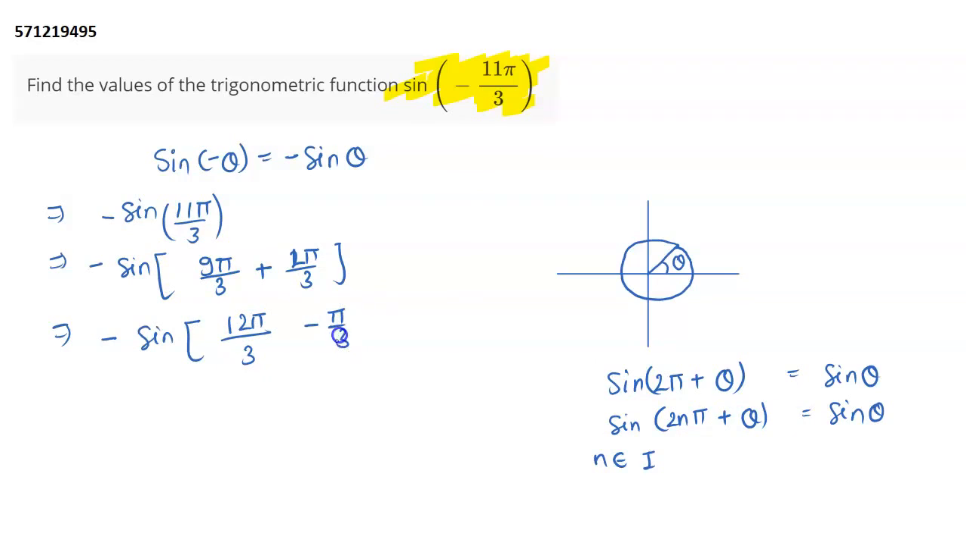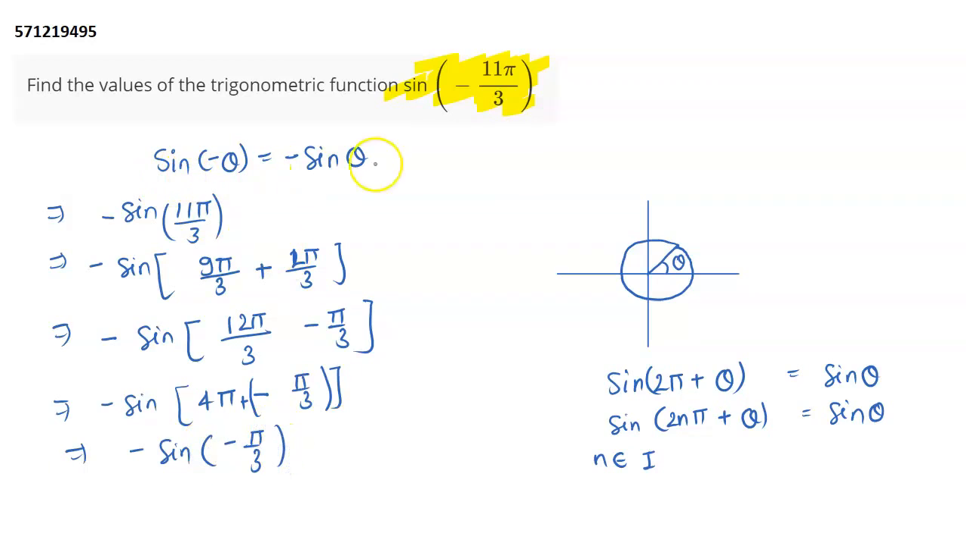Now this format is something which is easily convertible to this one. We can also deal with the other, but this one is going to be easier. So I write it as minus sine of 4 pi minus pi by 3. So you can see it as 4 pi plus minus of pi by 3. It is in this format again, where 2n pi is equal to 4 pi, so n is equal to 2 and my theta is minus pi by 3. So I can write it as minus sine theta, that is minus pi by 3.